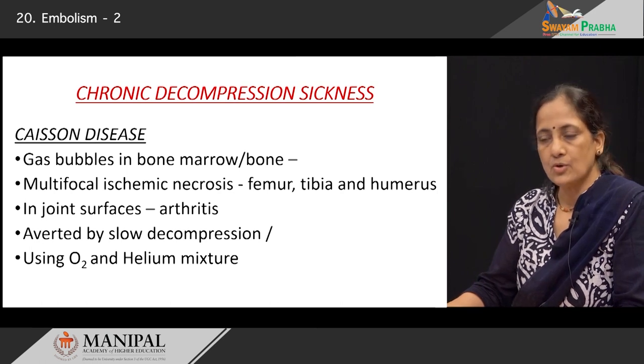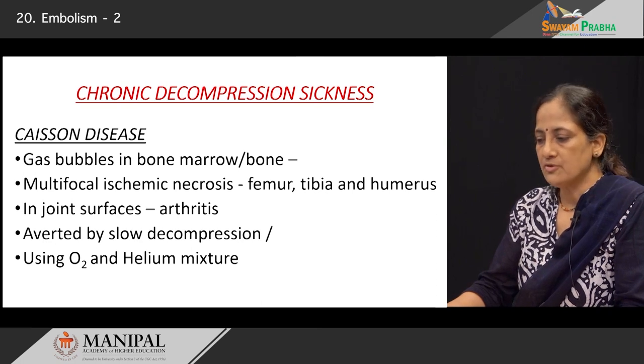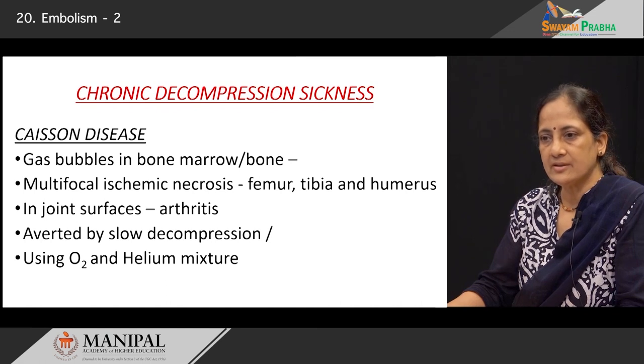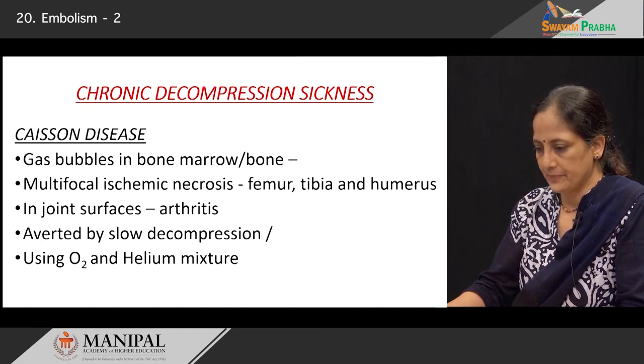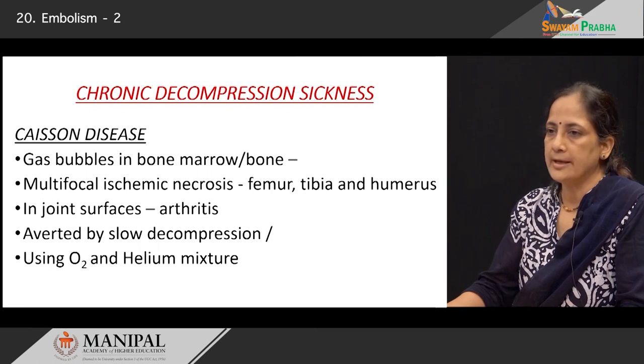Chronic decompression sickness is also referred to as Caisson's disease, for the caisson chamber that is used in deep sea work. Here, many gas bubbles form within the bone marrow and in the bone vasculature. Over time, this results in multifocal ischemic necrosis involving the bones and joint surface. The bones involved are usually the femur, tibia, and humerus. When bubbles affect the joint surface, it results in arthritis. Again, this can be averted by slow decompression or by giving an inhalation mixture which contains oxygen and helium instead of nitrogen.